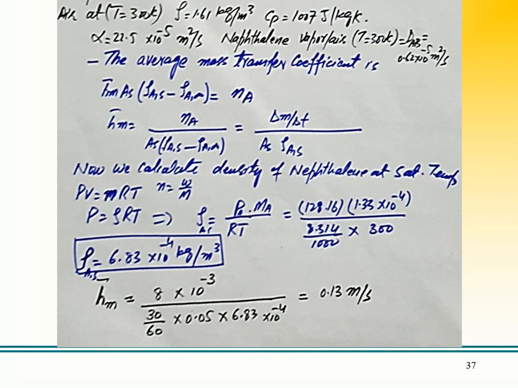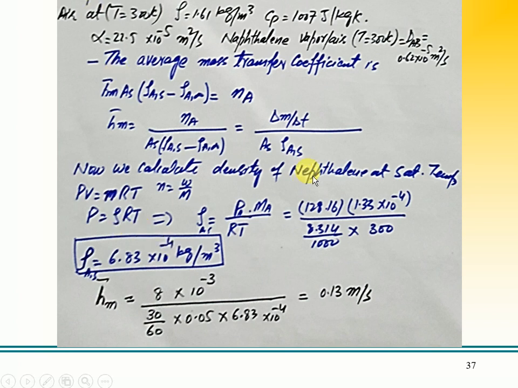and rho is equal to P over RT, or rho is equal to PM over RT. The pressure is 1.33 times 10 to the minus 4, the saturated pressure. The molecular mass is 128.6. The value of R is 8.314 divided by 1000, right? Why do I divide by 1000? Because this value should be converted into kilojoules, multiplied by 300, which is the temperature. So the density is 6.883 times 10 to the minus 4 kilogram per meter cube.